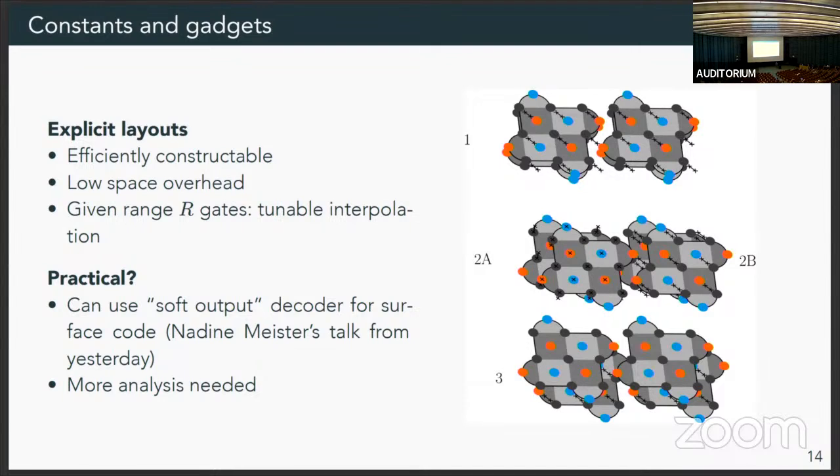You may have seen Nadine's talk yesterday. This is the soft output decoder for the surface code. The point was to use this to more efficiently decode the outer code. In practice, we're going to use some sort of belief propagation, and we use the soft output decoder to give a better prior to BP. It seems to be working pretty well, but we don't quite have a firm idea of whether or not this is truly the thing we should do.